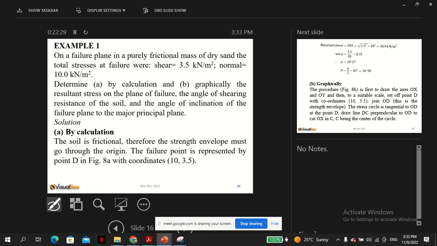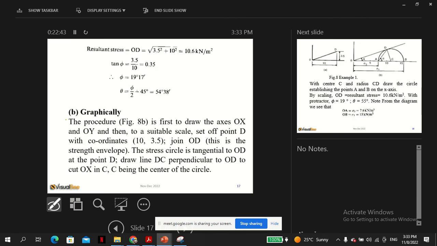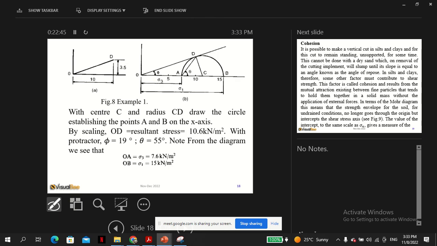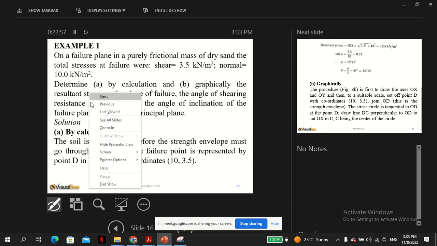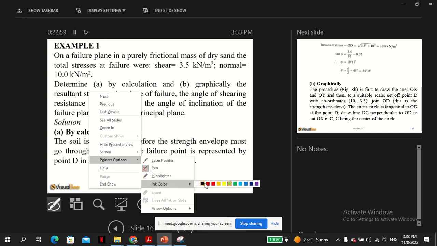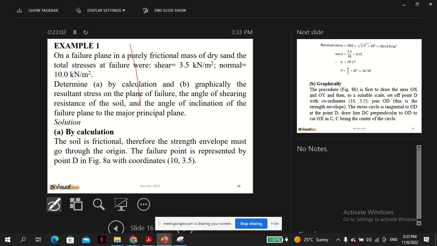So by calculation, the soil is frictional, therefore the strength envelope must go through the origin. The failure point is represented by point D with coordinates 10 and 3.5. So figure 10 is here, figure 8 here. Some of this is to help you develop the intuition. Because this is pure frictional soil, you remember this curve that we always talk about.